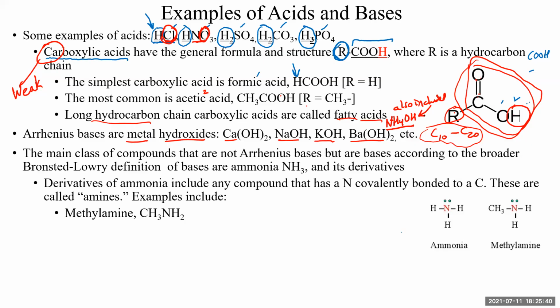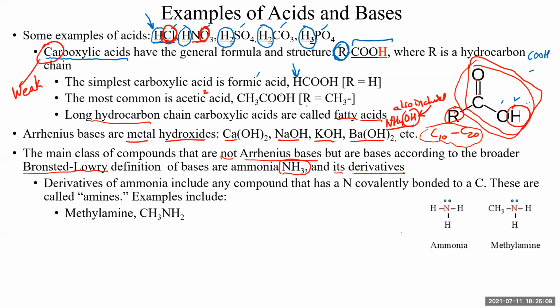So ammonium hydroxide would also be an Arrhenius base because when ammonium hydroxide, the ionic compound, dissolves in water, it dissociates to release hydroxide ions, just like any metal hydroxide would. Now, the main class of compounds that are not Arrhenius bases, but are bases according to the broader Bronsted-Lowry definition, are ammonia, which is considered a base by the Bronsted-Lowry definition. And so are all of its derivatives.